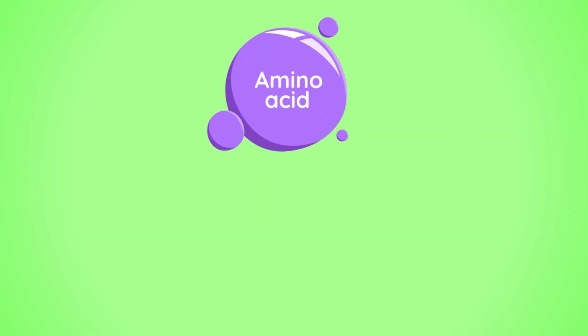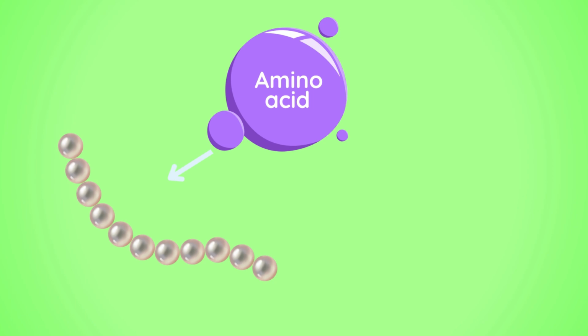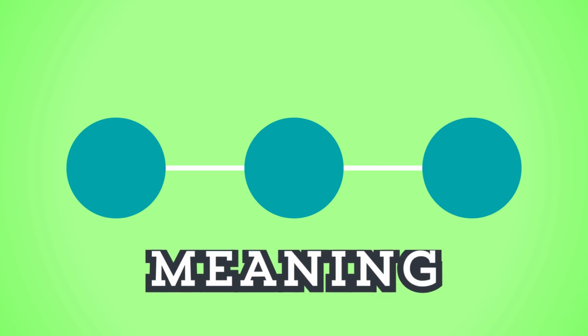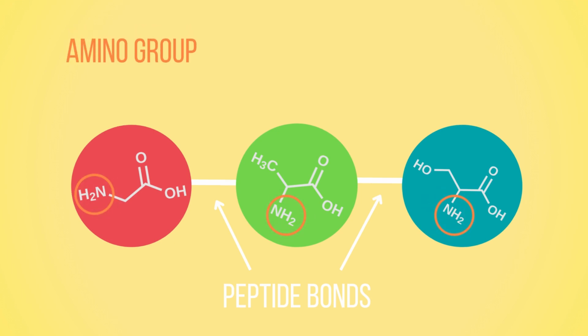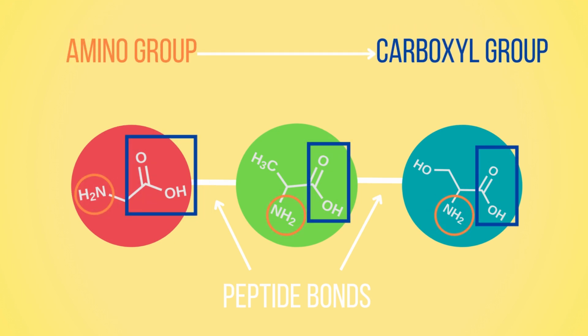You can think of amino acids like beads on a necklace or letters in a sentence. When you join them up in a specific order, you get meaning. These amino acids are linked together by peptide bonds, strong chemical bonds that connect the amino group of one amino acid to the carboxyl group of the next.